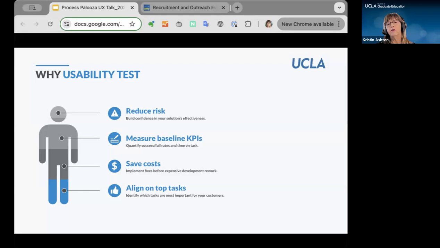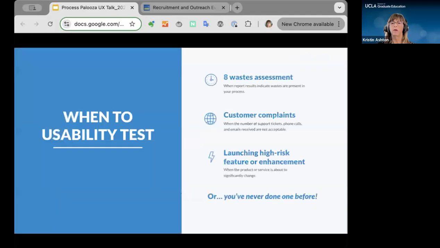And usability testing is also a money saver because you can test the validity of a mock-up before expensive development even starts. And finally, through testing, you can determine which tasks are most important to your customers.